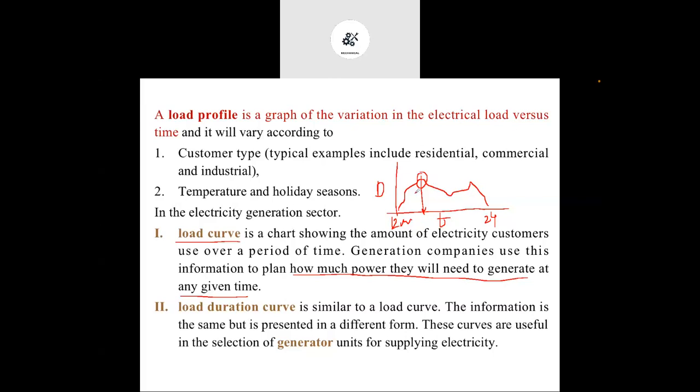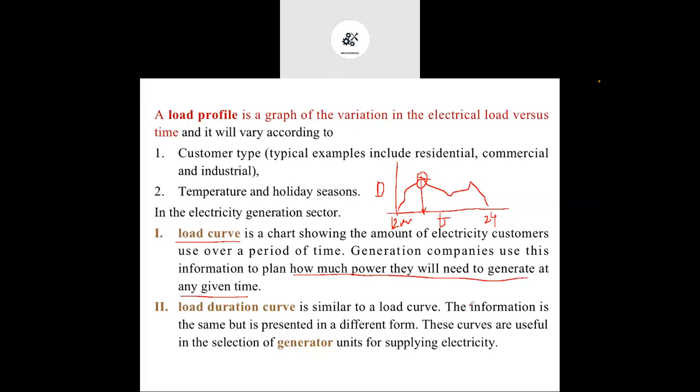Now, it is very similar to the load curve, but in this load duration curve, we are going to plot this demand in decreasing order, from highest to the minimum. Okay, so how to draw this particular load duration curve, that we are going to see.